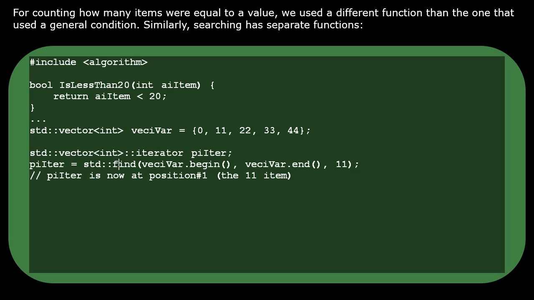A different function is used if you want to search for an item that has a different criteria other than just equality to a certain value. You can invert the meaning of the callable object's return value.